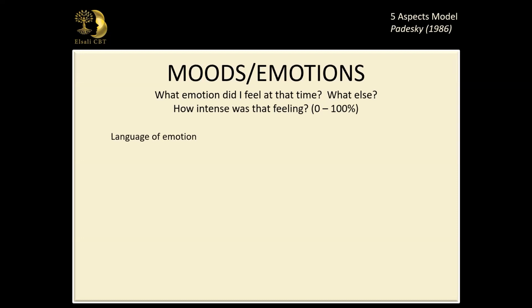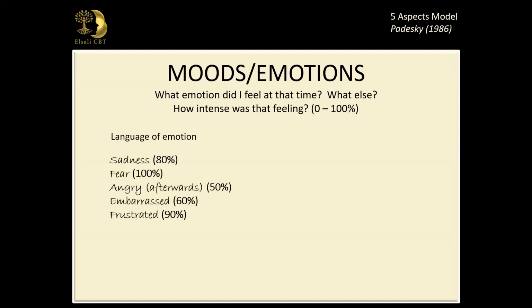Emotions are usually one word to describe how you feel. Emotions are rated out of 100, with 100 being the most intense feeling imaginable. So we can see that for this person, she's feeling sadness 80%, fear 100%, angry after the event 50%, embarrassed 60%, and frustrated 90%. So she's got some fairly high emotions, fear obviously being the highest here. Her frustration about the situation is also fairly high, and sadness is pretty high as well.